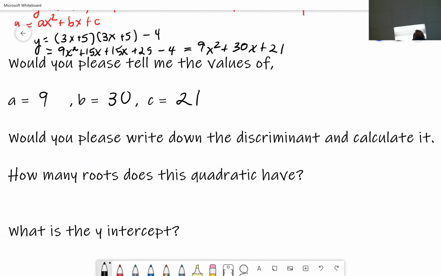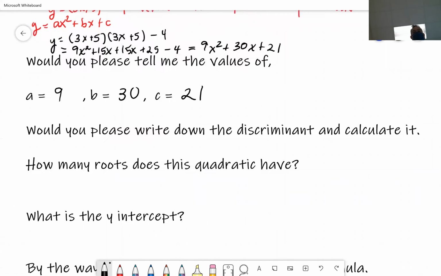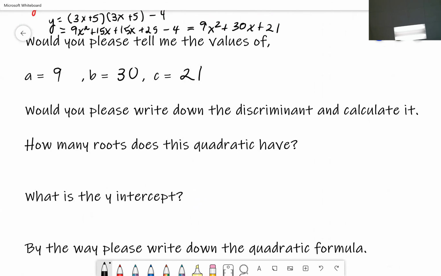So now we need to calculate the discriminant. We're going to calculate the discriminant. The discriminant is b squared minus 4ac. You don't have to have the square root. Remember, and this is extremely important, I'll do that on the next section. Let's just calculate the discriminant.